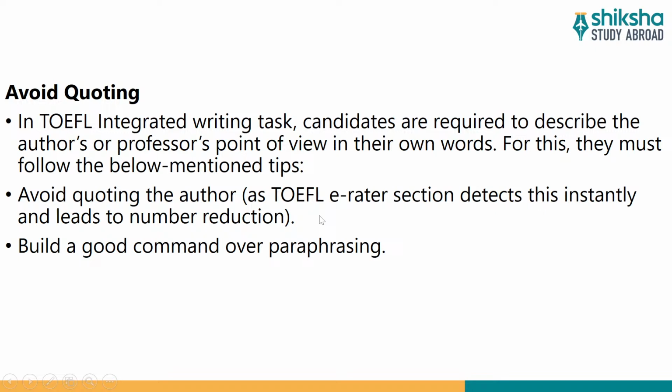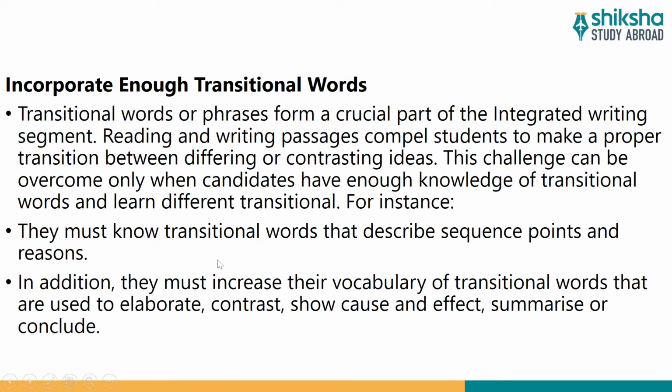e-rater is your AI rater, that is the computer or laptop, whichever will be evaluating your response. So the electronic rater section detects this instantly. If the computer sees your response and in that response you have mentioned the author's name, it will very quickly detect it and lead to a number reduction. Then build a good command over paraphrasing, that is use of synonyms.